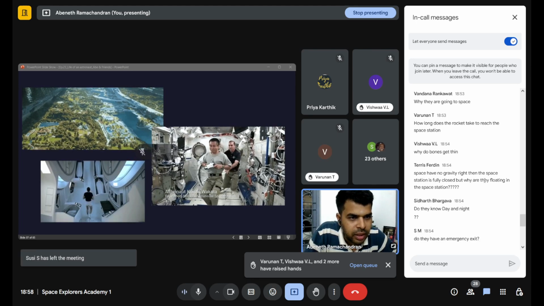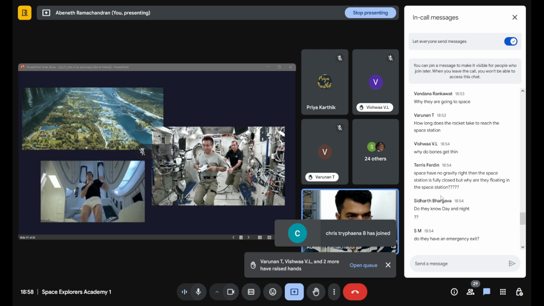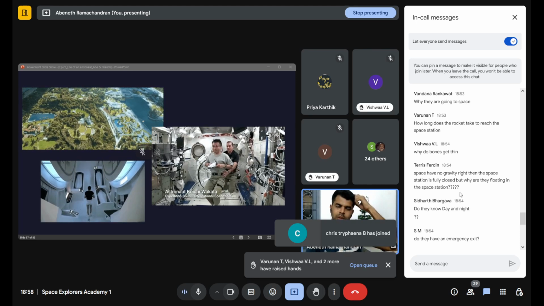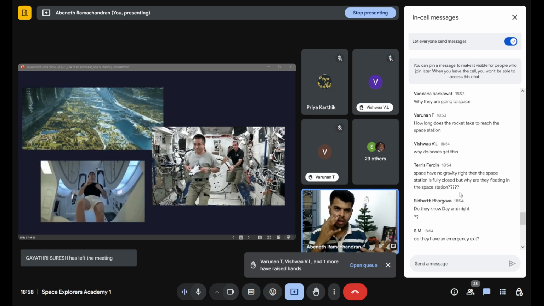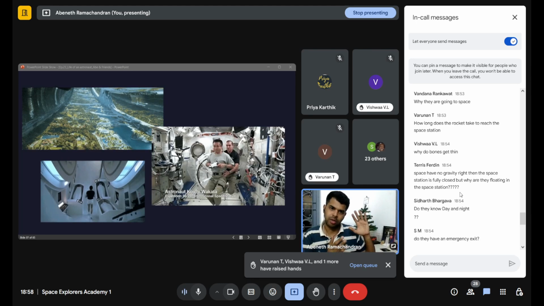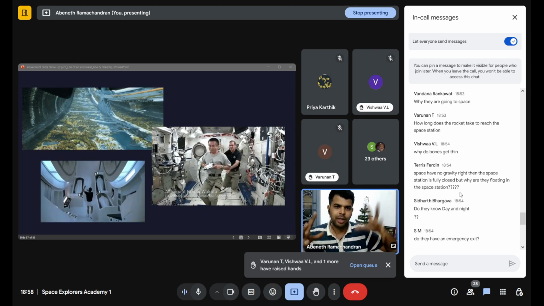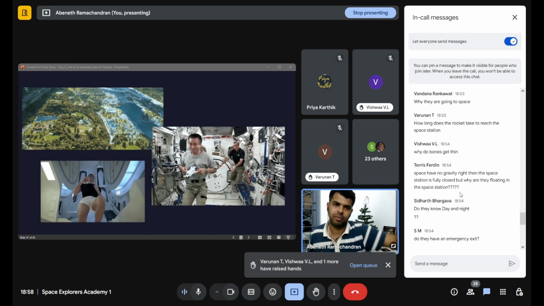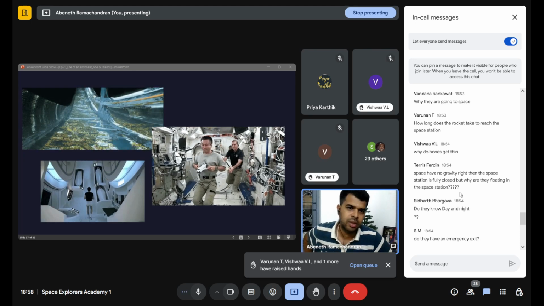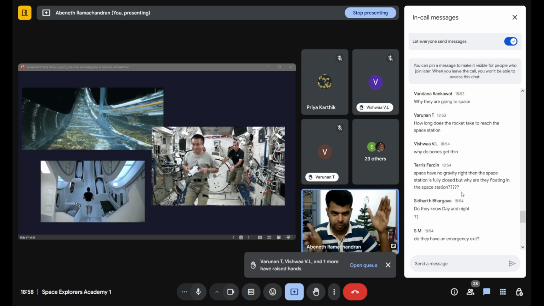Space has no gravity, right? Then the space station is fully closed, but why are they floating in the space station? The space station is not stationary, it is also moving very fast. So there is also velocity, and a little bit of microgravity is produced by the movement of the spacecraft. That is how it is. So it's not like floating away. It is floating on a fixed orbit.